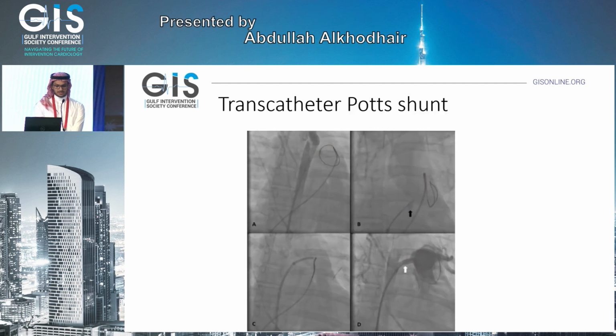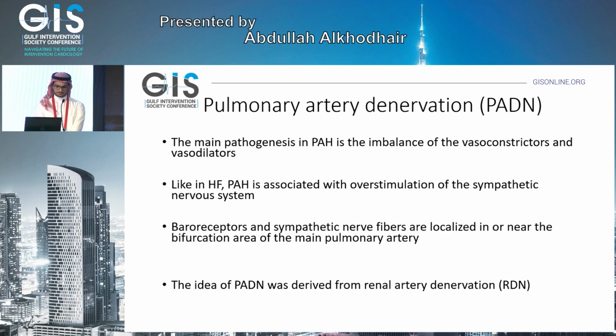It can be done percutaneously, like in this case. So it is somewhat similar to a PDA closure, but instead of closing, we're now creating an opening. So basically, you use RF, radio frequency ablation, to perforate into the PA and then snare the wire, and the rest is self-explanatory. You can do a covered stent to prevent any leak in between. Again, it is a very high-risk procedure, should be done only in centers where there is experience, not commonly done. Now, the hot topic is something called pulmonary artery denervation, or PADN.